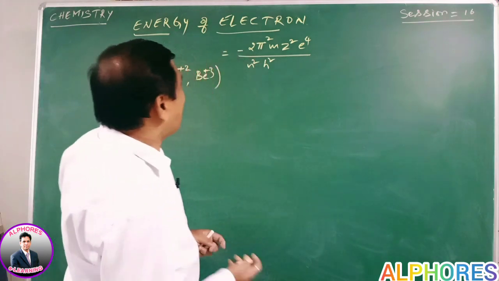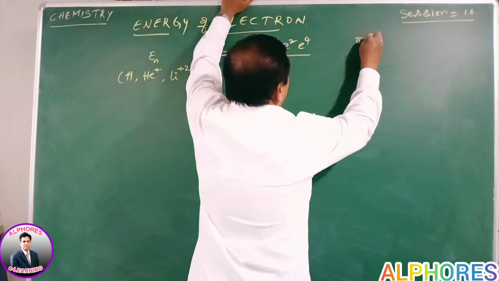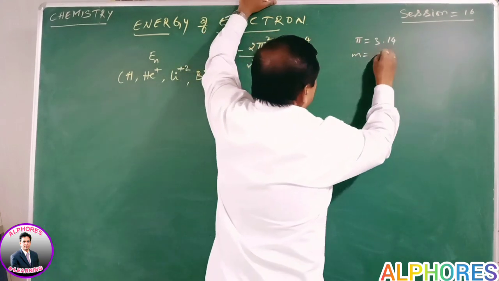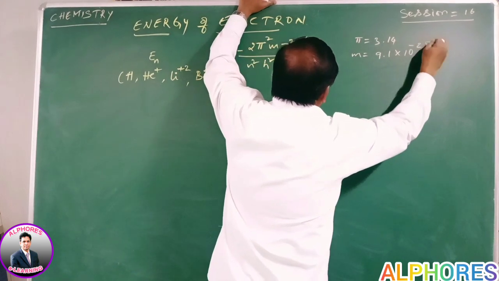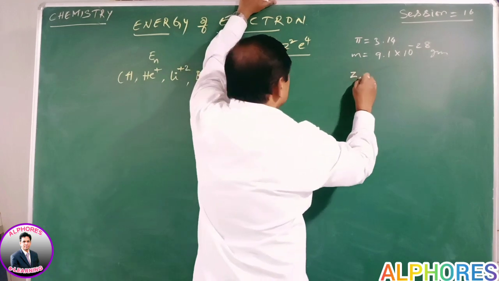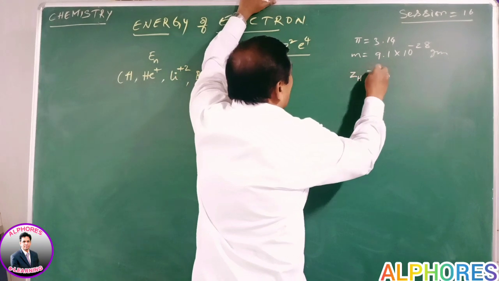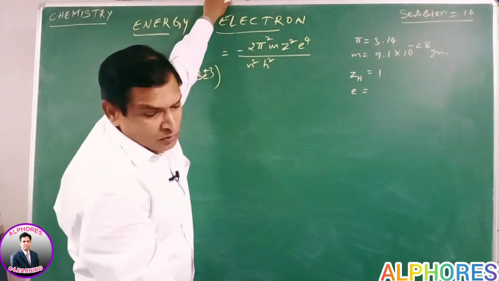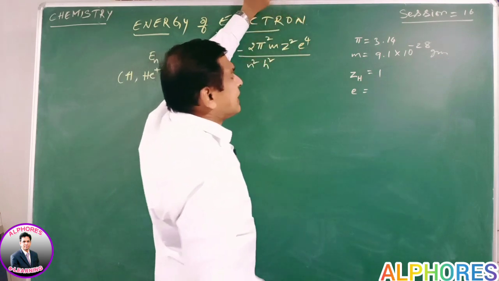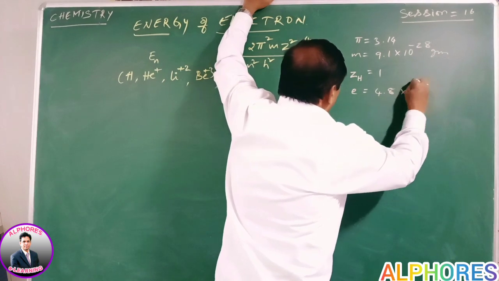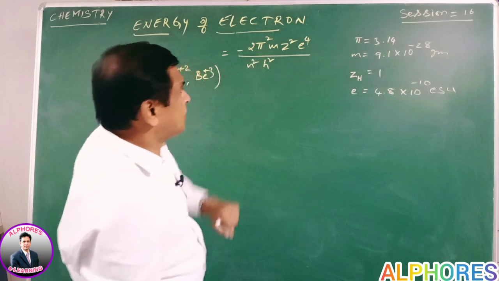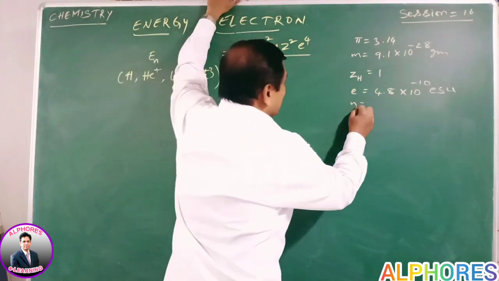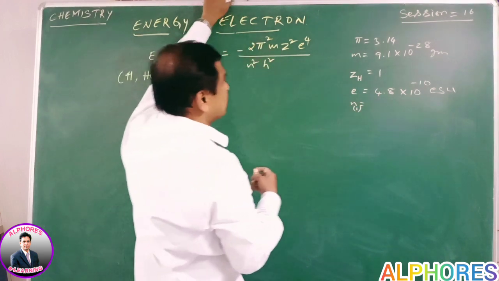Now what are the values? Pi is 3.14. m is the mass of the electron, say 9.1 into 10 to the power minus 28 grams. Z is the atomic number, and for hydrogen Z is 1. e is the charge on the electron; we should not forget the fundamentals, in CGS units the charge on the electron is 4.8 into 10 to the power minus 10 ESU, electrostatic units. Then n is the orbit, here the first orbit of hydrogen atom, so n is 1.